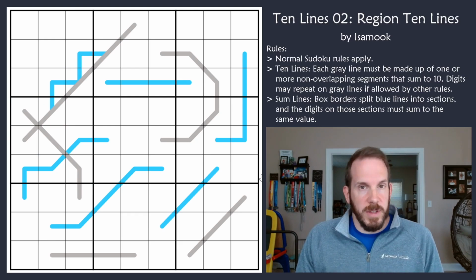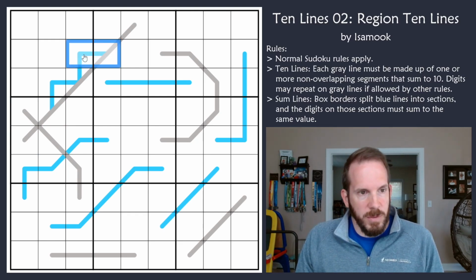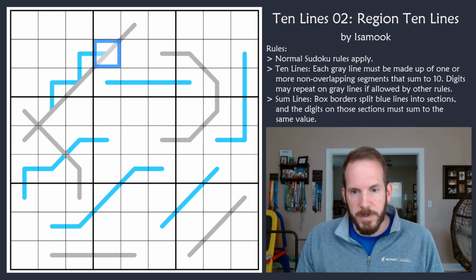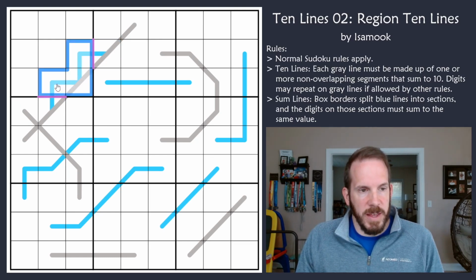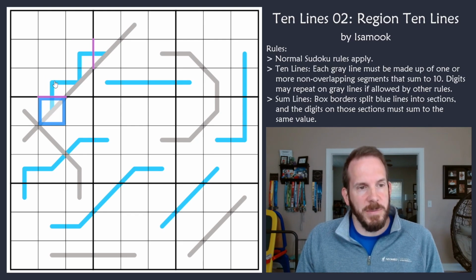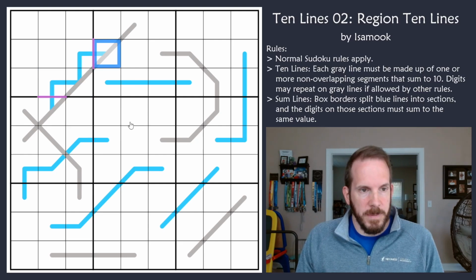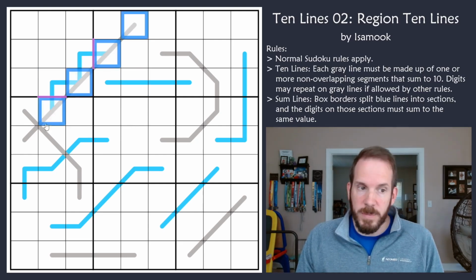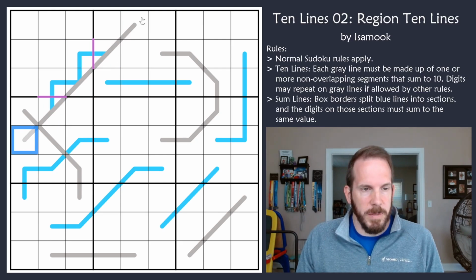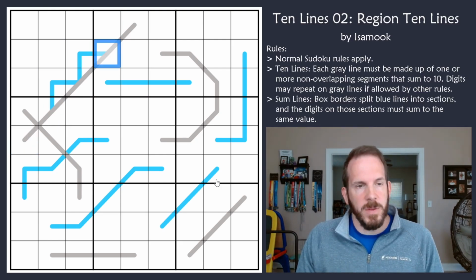And we also have region sum lines. So these blue lines are divided up by the box borders. For example, we've got this border here, which divides this line, and this border here. And so this line will contain digits that have the same sum within each segment. So if we look at this line, this cell will have the same sum as these 3 cells, which then has the same sum as this cell. And these lines, I'm assuming, don't run parallel, like there's no hidden blue line coming up this way. Okay, those are the rules of the puzzle.